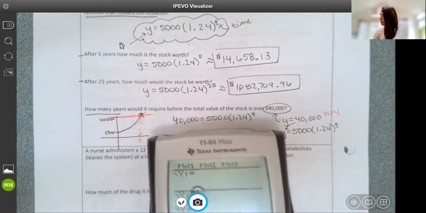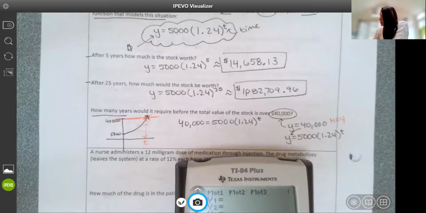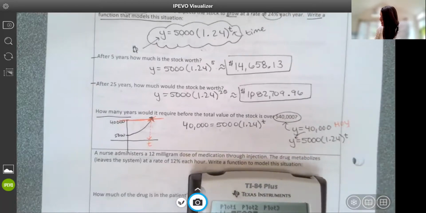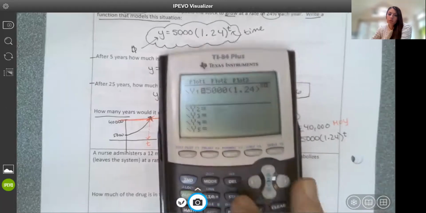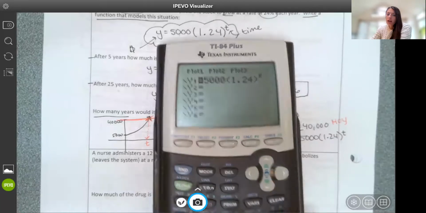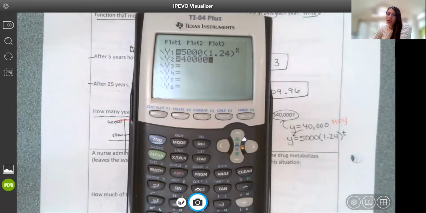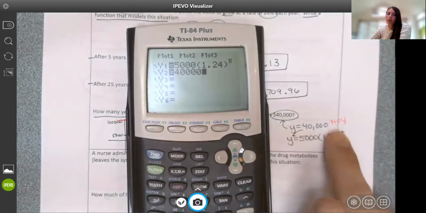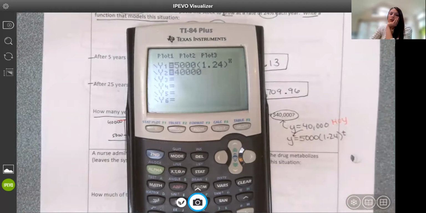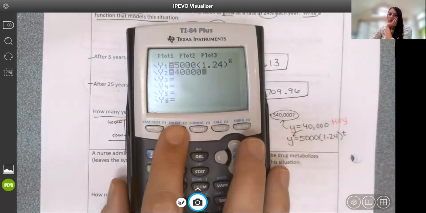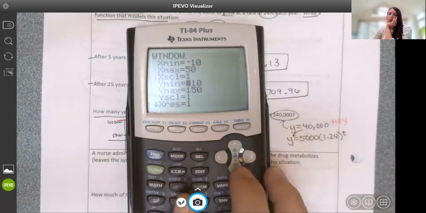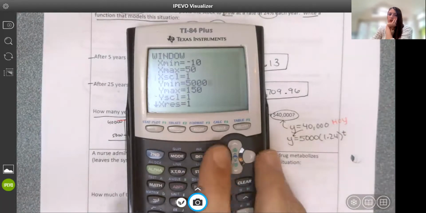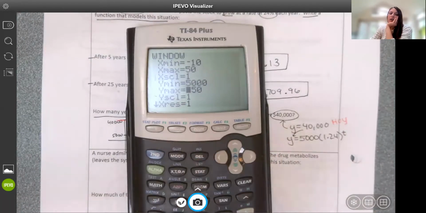So in my calculator, I clear out what I have here, and I'm going to put my function in first. So 5,000, 1.24 to the x. Okay, there's my function. And I want to look at when it will be 40,000. That's my other equation. So here's y1, here's y2. Now, if I just go to my regular viewing window, I'm not going to be able to see this. So I'm going to go into window and change my values around, in particular my y values. So I know I'm starting at 5,000, so I'll just put a minimum of 5,000. And I want to know when it's 40,000, so why don't we go up to 50,000?